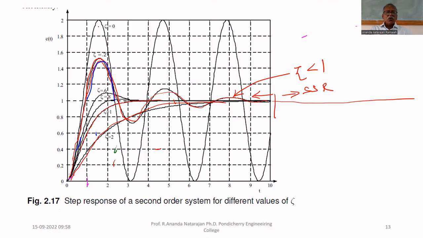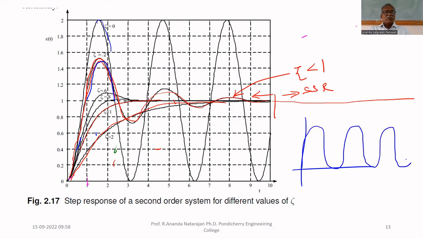If zeta is 0, it always oscillates. The response will be like this, with constant amplitude. If the amplitude decreases, finally it will settle. But here the amplitude is not decreasing. With constant amplitude, it is oscillating up to infinity. So this response is zeta equal to 0.